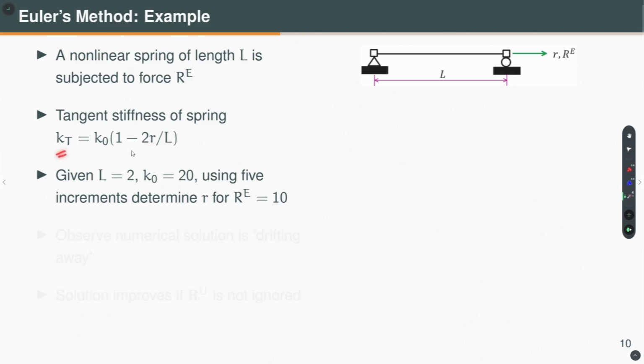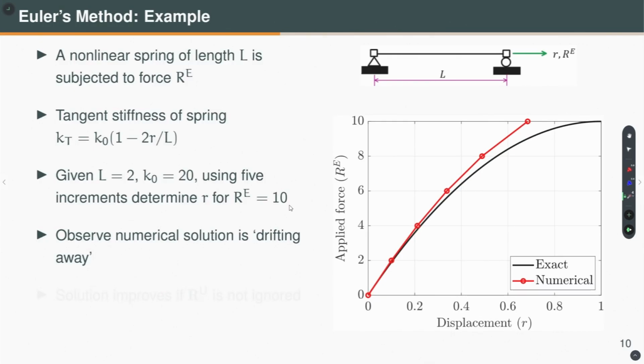As you can see, the tangent stiffness depends on r. Given that L is equal to 2 units and K0 is equal to 20 units, I want to determine, using 5 increments, the displacement for the external load RE equal to 10 units. So, I want to apply 10 units of load in 5 increments, which means in each increment I will be applying 2 units of load. Let me show the solution. If I ignore the unbalanced force from the previous load step, then this red is the solution that I get, and this is my exact solution. Can you tell how I determined the exact solution?